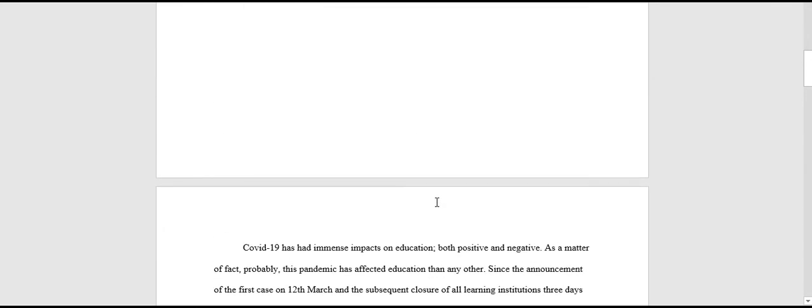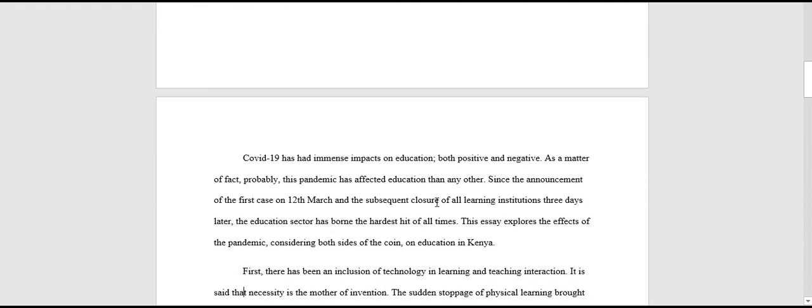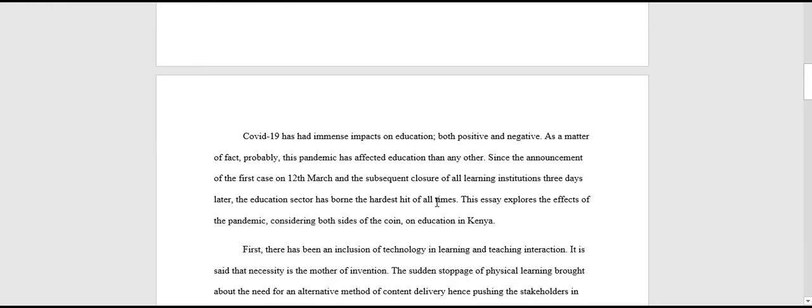Now, we said that at the first paragraph or at the introduction, you must state the thesis statement. And the thesis statement comes as the last line in your introductory paragraph. Now, let's look at this paragraph. COVID-19 has had immense impacts on education, both positive and negative. As a matter of fact, probably, this pandemic has affected education than any other.